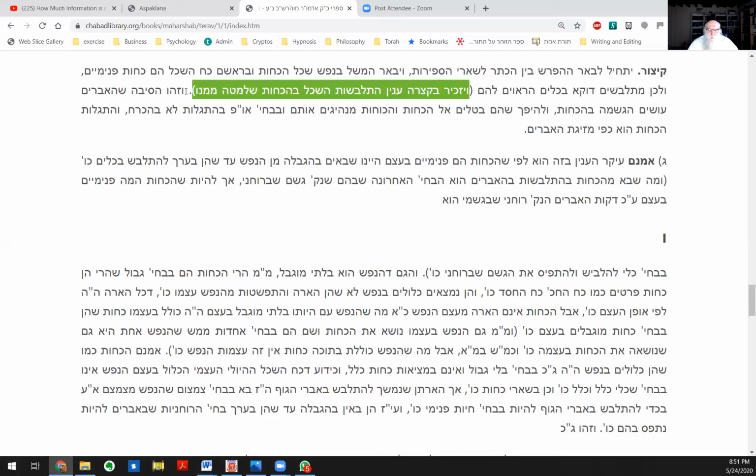Right. Okay. I had a question: is it correct to summarize that the point he's making in this chapter is that there is some sort of bi-directional influence? It's the Or influencing the Keli, and the Keli influencing the Or. Yeah. Well, he's going to explain in the coming chapter, in Perek Gimel. He's going to explain that to a greater extent.